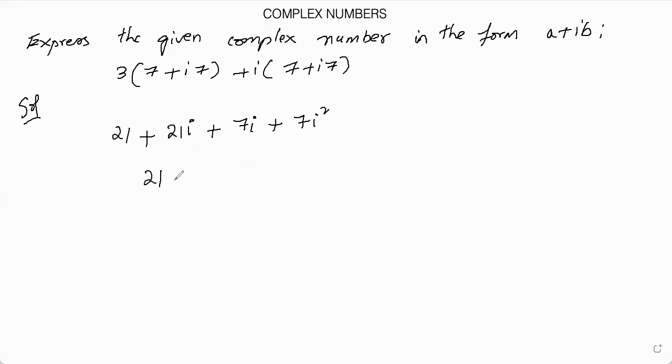So you will get 21, now this will be 28i, and plus 7 into minus 1, that is minus 7. So let us simplify this. So this will be 14 plus 28i after simplification. 21 minus 7, which is 14.